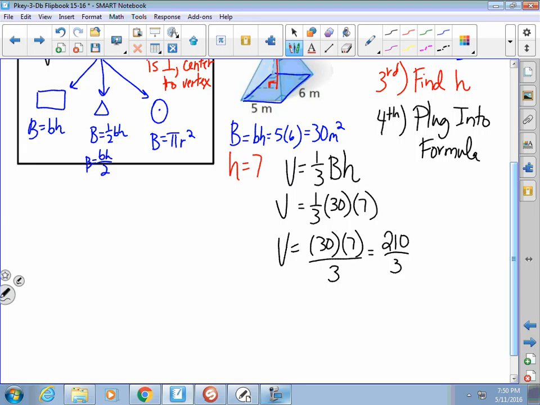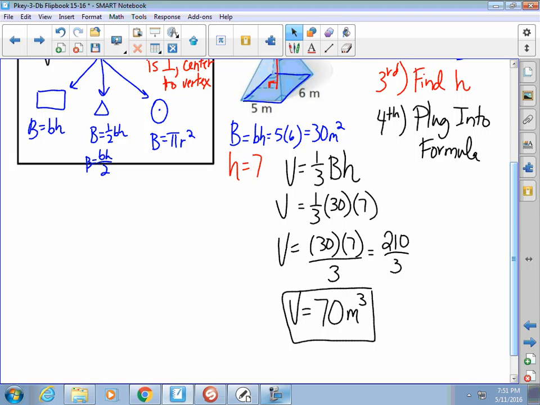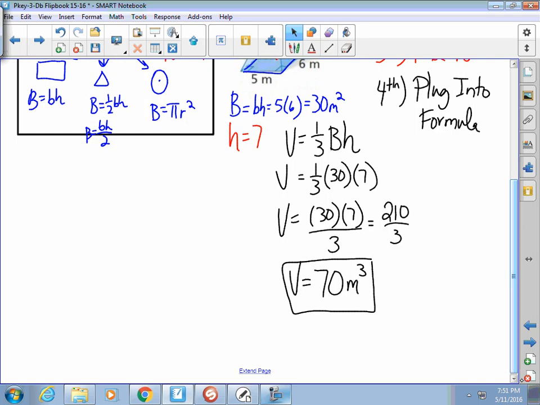Well, think about it, but if the 0 didn't exist, what's 21 divided by 3? 7. So add the 0 at the end of the 210, and our answer is 70. And this would be meters cubed. That's just some mental math, some number sense options that you can do.